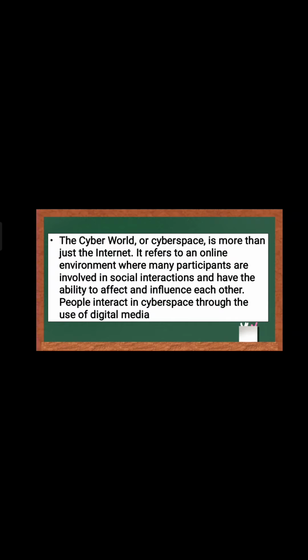The cyberworld or cyberspace is more than just the internet. It refers to an online environment where many participants are involved in social interactions and have the ability to affect and influence each other. People interact in cyberspace through the use of digital media.